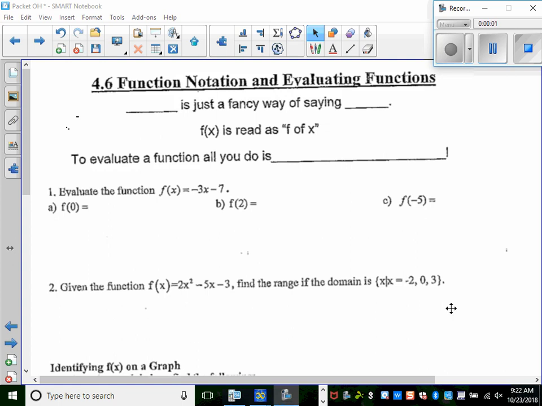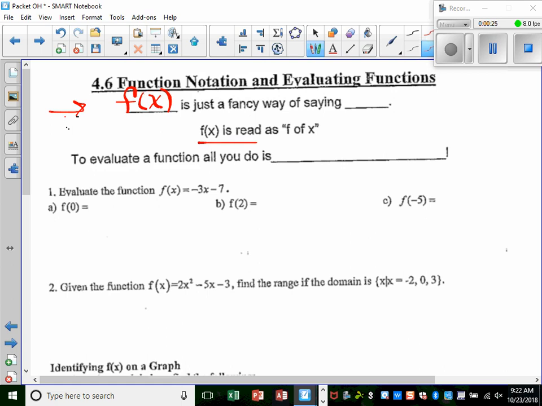So we're still talking about functions. And we're going to start with some vocabulary. Now, where it says function notation and evaluating functions. So, f of x, it's like f and then in parentheses x, and you read it like this. This is how you read it.